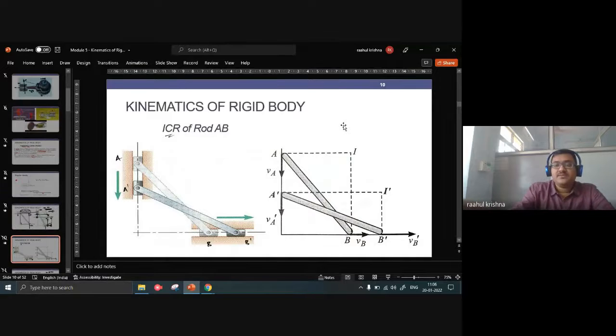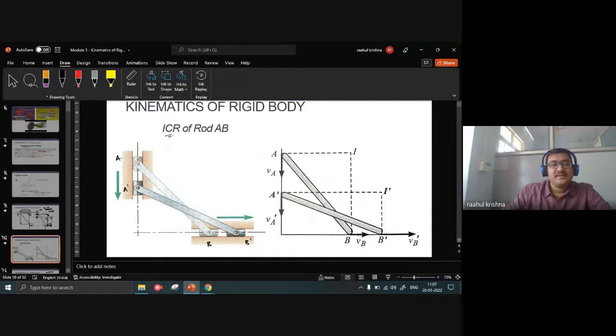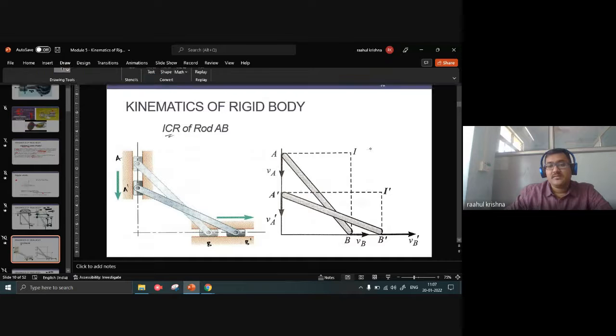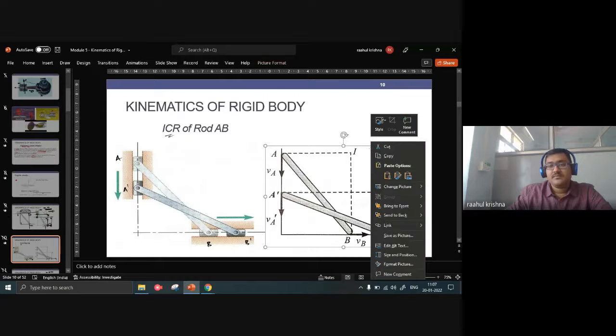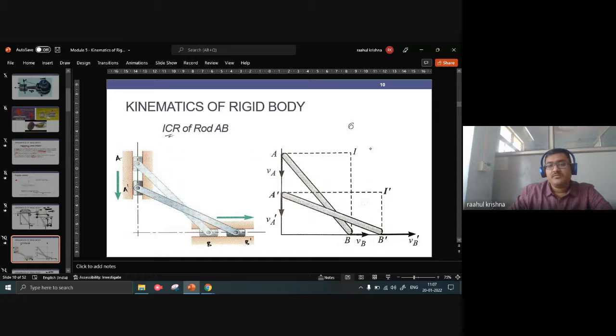So we saw that as my object is changing, how my instantaneous center is changing with the position. That is why the term is called instantaneous: at each instant, at each second or each microsecond, the position is continuously changing.